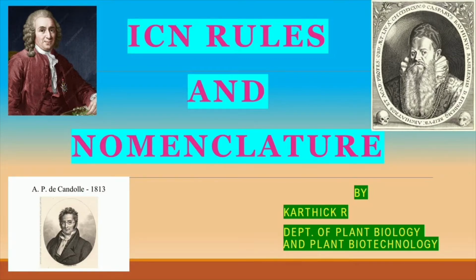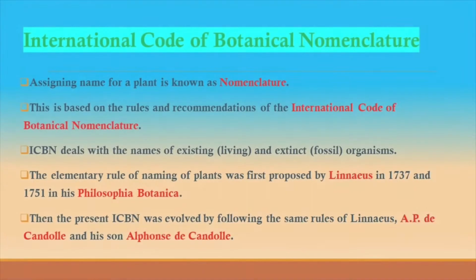ICN Rules and Nomenclature. International Code of Botanical Nomenclature. Assigning a name for a plant is known as nomenclature. This is based on the rules and recommendations of the International Code of Botanical Nomenclature. ICBN deals with the names of existing, living and extant fossil organisms.